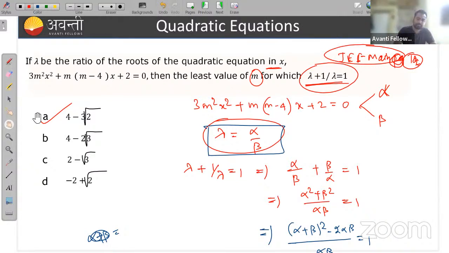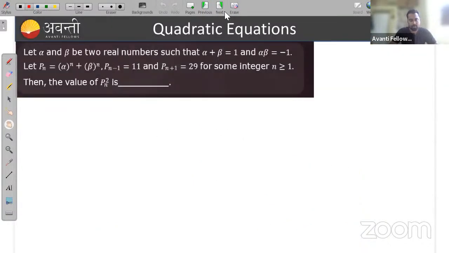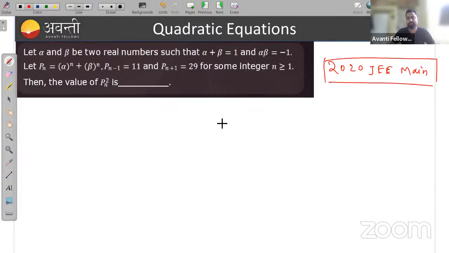Okay, so let's move to the next question. Again, you need to use Newton's method here also. Can you solve it? You have 30 seconds. It's a very easy question. This is a 2020 JEE Main question. Solve it.